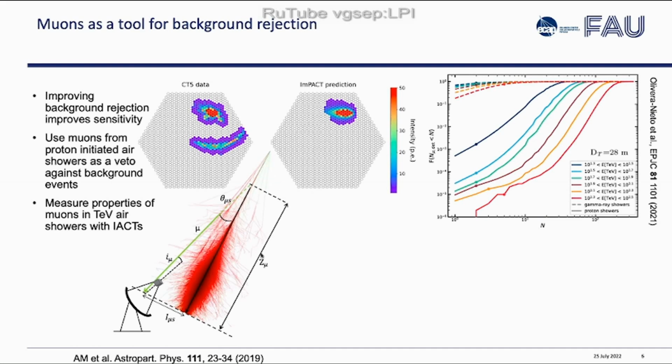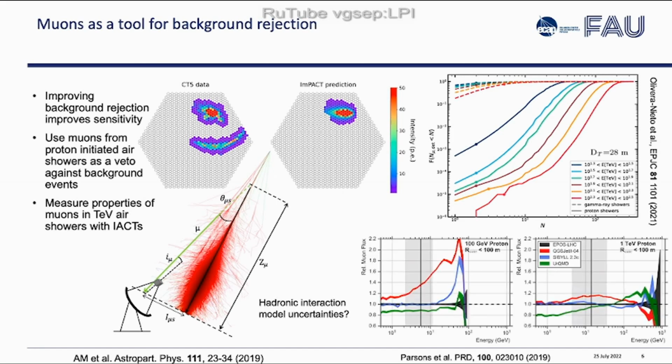An additional bonus of this is that we can measure the properties of muons in TeV air showers with IACTs. And why might we want to do that? It's because these hadronic interaction model uncertainties propagate through into the TeV range, where we also see variation in the muon flux between, say, 100 TeV protons and 1 TeV protons. We see this variation between hadronic interaction models, also in other properties. So this aspect is also of interest for people working with IACTs.